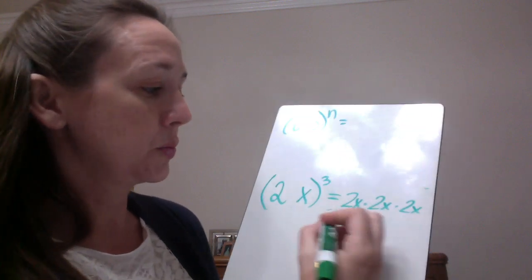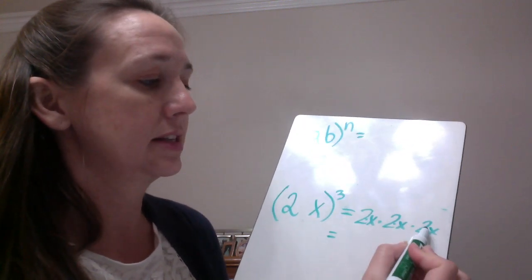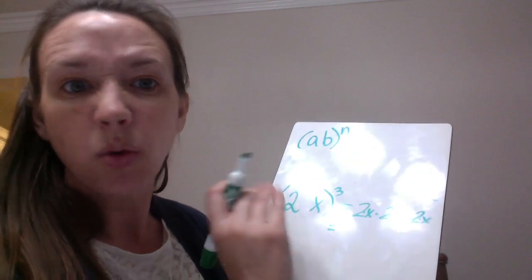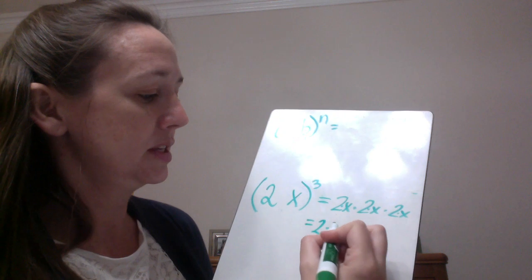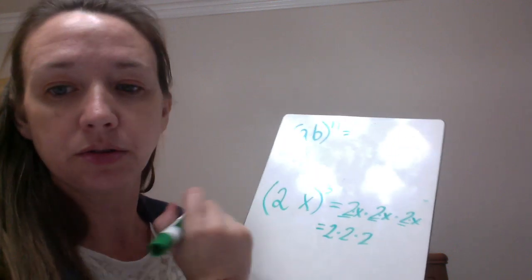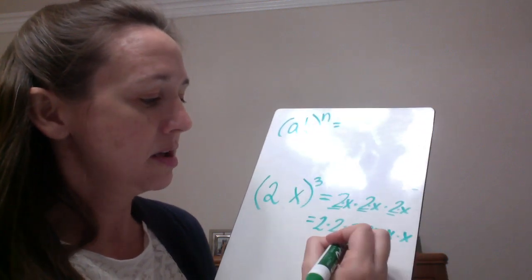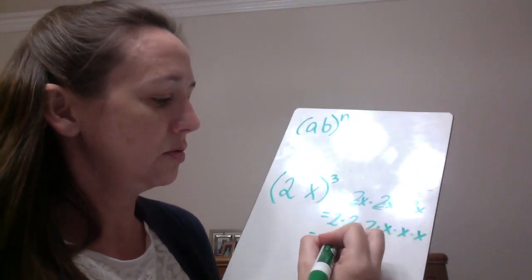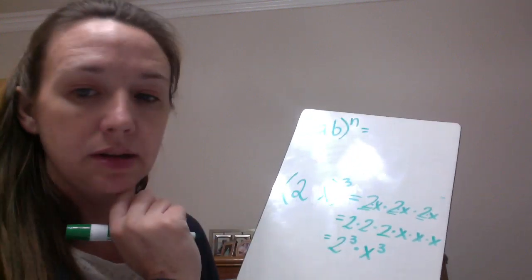Now there's this rule in math that says that if things are all multiplied together, which the 2 and the x and all of that is all multiplied together, we can switch it around to whatever order we want. So I'm going to put all the 2's together. I took 1, 2, 3 2's and put them together. And I'm going to put all the x's together. And this gets me 2 to the third times x to the third.